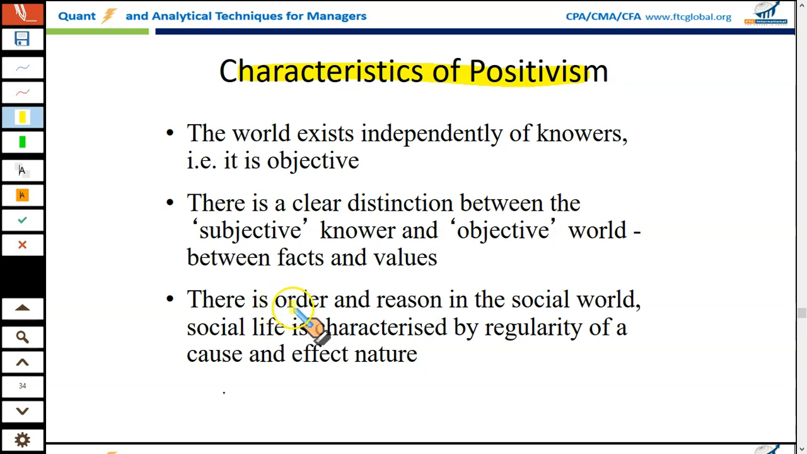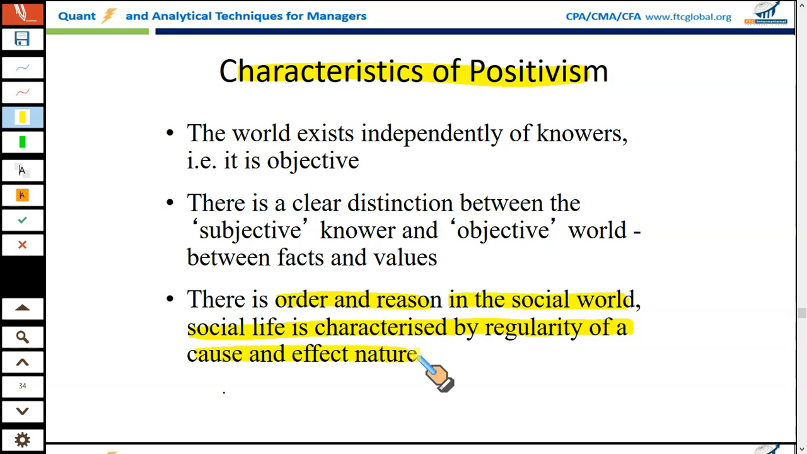There is order and reason in the social world. Social life is characterized by regularity of cause and effect nature. So this is the third characteristic. It says positivism views the social world as orderly and logical, similar to the natural world. It believes that social events happen in predictable patterns and can be understood through the study of cause and effect.